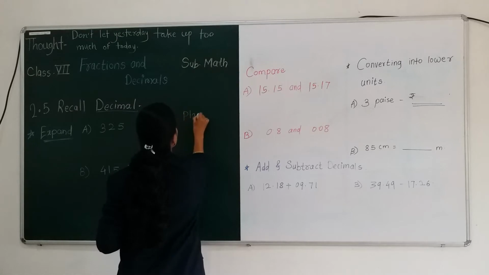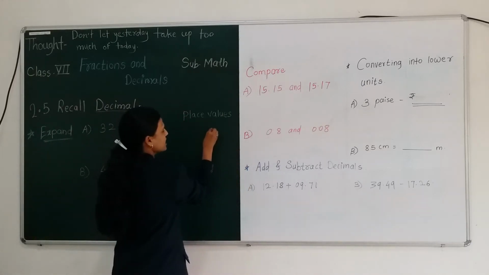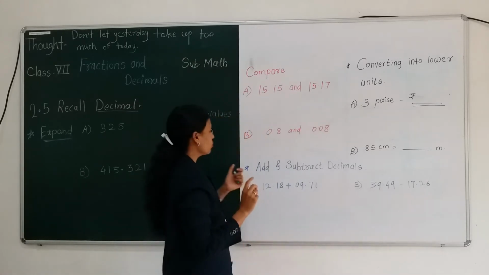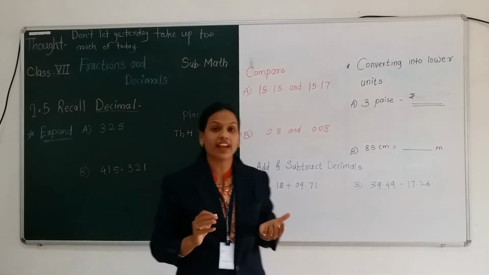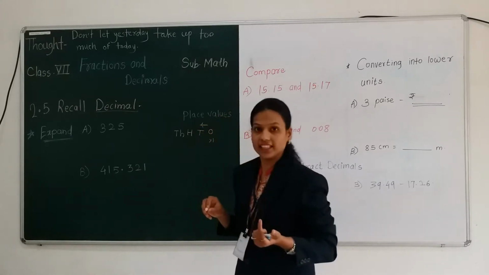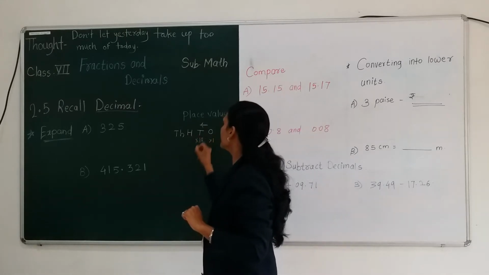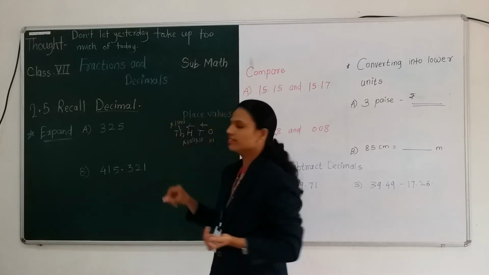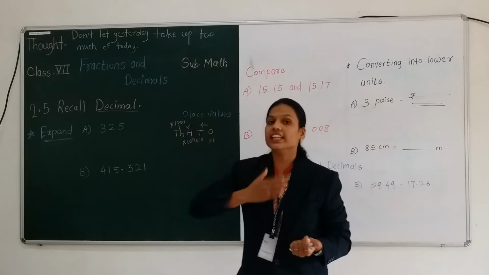What are the place values that we have learned? Place values are ones, tens, hundreds, thousands, and so on, the numbers which are on the left hand side. How will we find their values? Ones value is multiplied by 1. All the values increase by 10. For the tens place, multiply by 10. For the 100 place, multiply by 100. For the 1000 place, multiply by 1000. So the values on the left hand side are increased by 10.